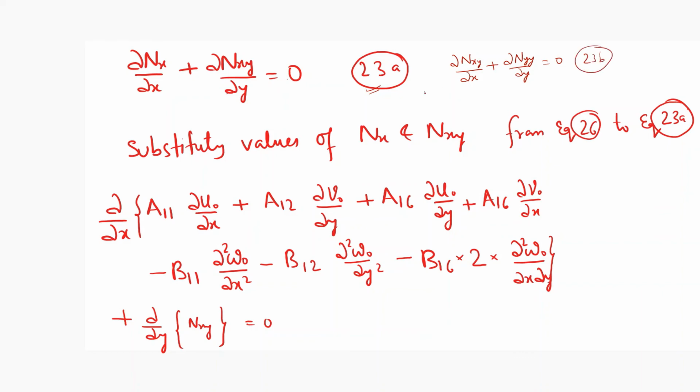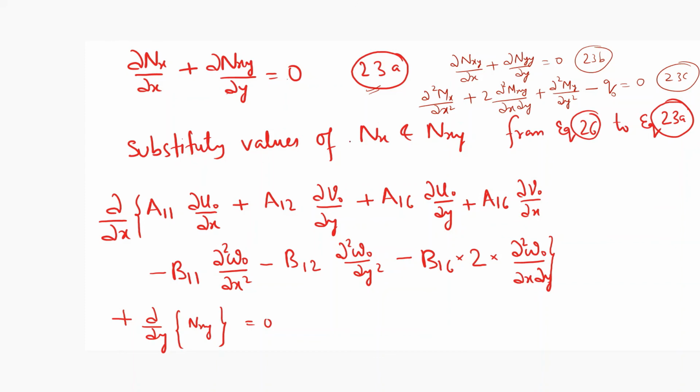And also the third one would be del 2 Mx by del x square plus 2 times del 2 Mxy by del x del y plus del 2 My by del y square minus q should be equals to 0. So this would be equation 23c. So these were the Euler-Lagrange equations we have obtained.